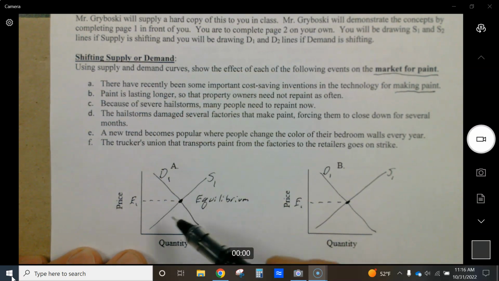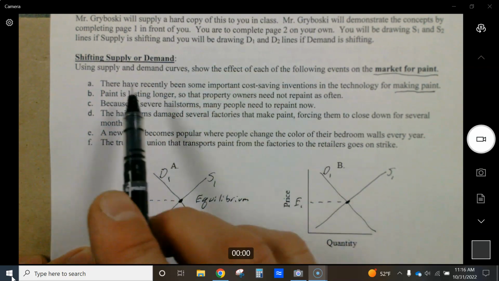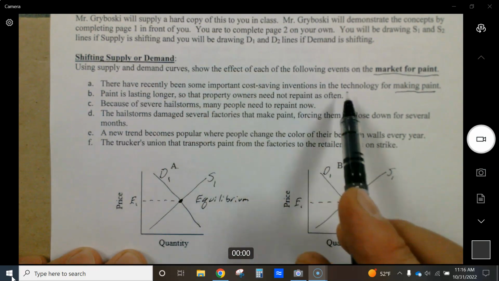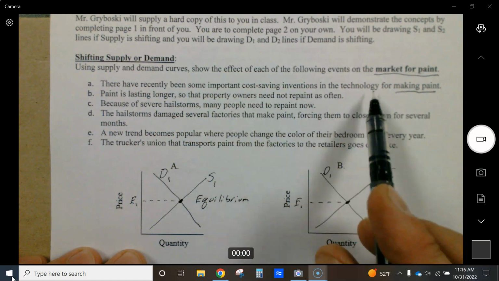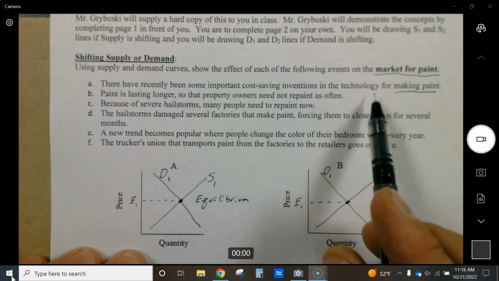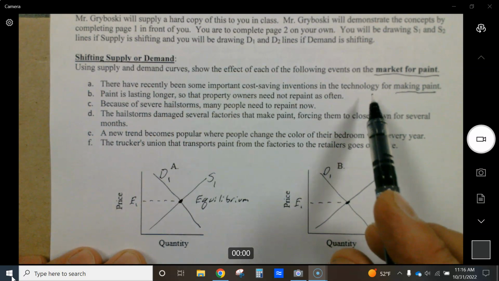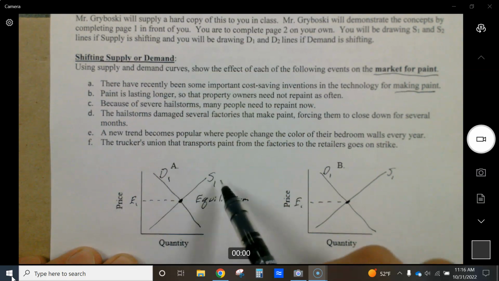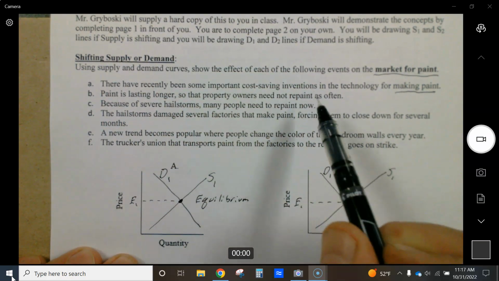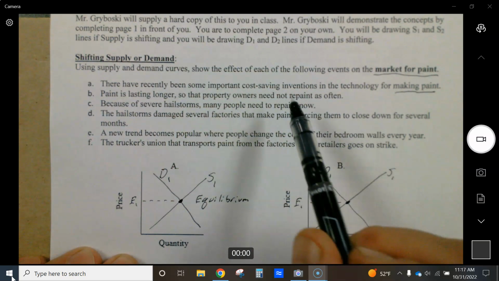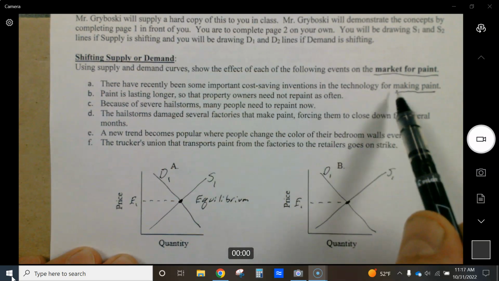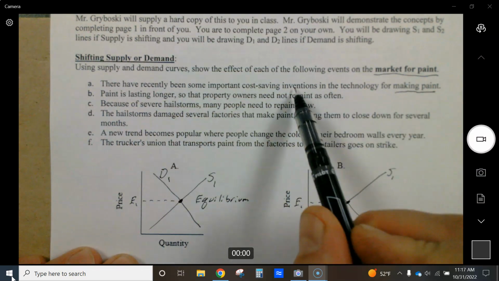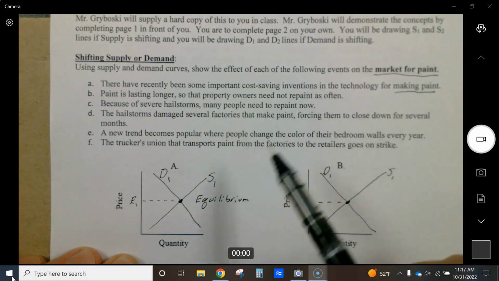Now we have to decide, is it going to be shifting left or right? And in this case, if it's cost-saving inventions, that means they can produce the paint. The producers can produce it for less cost. Therefore, they're competing with one another, and they will lower their price. So, which way would I shift the S in order for the price to go down? Well, I shouldn't say they lower the price. That's the end result of the shifting of the supply curve. So the shifting of the supply curve happens because now more paint can be produced for less cost.